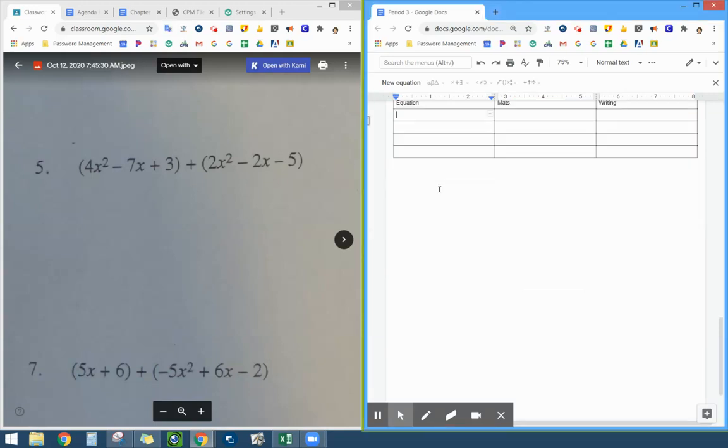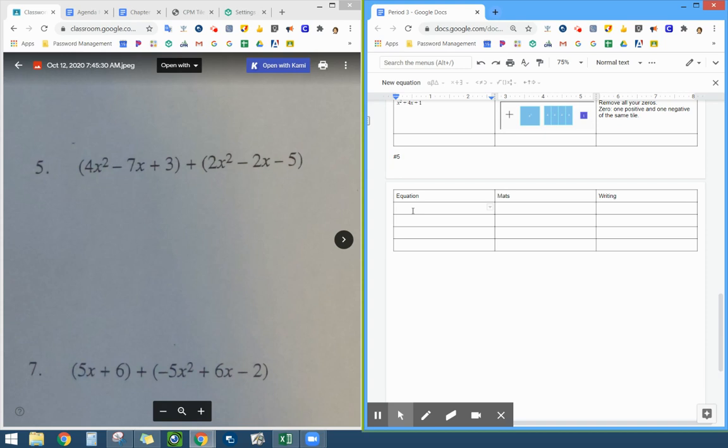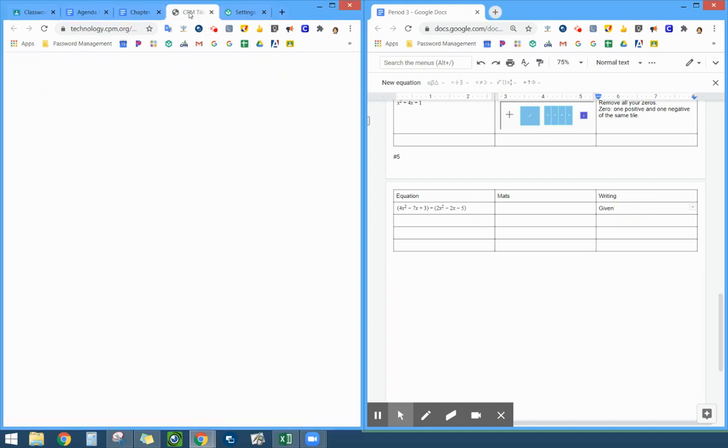Okay, so the first thing we need to do is make sure we insert the equation. So here we have a new equation, which will be open parenthesis, 4x squared minus 7x plus 3. And then we're going to add to it 2x squared minus 2x minus 5. This is going to be the given expression, so that's all of the writing for line 1.